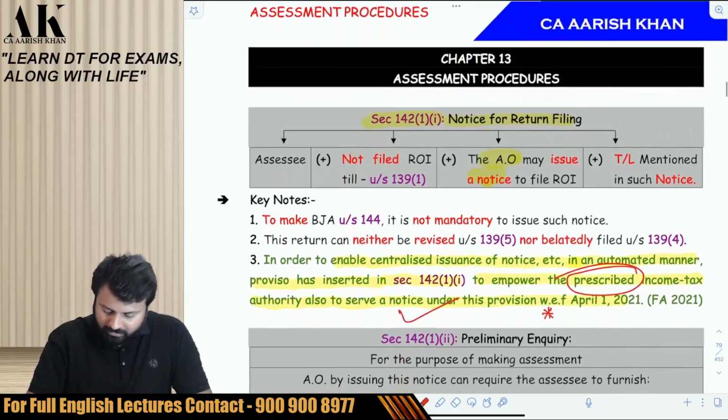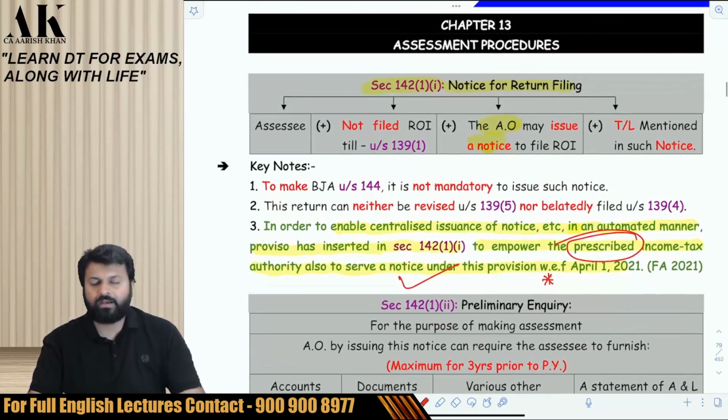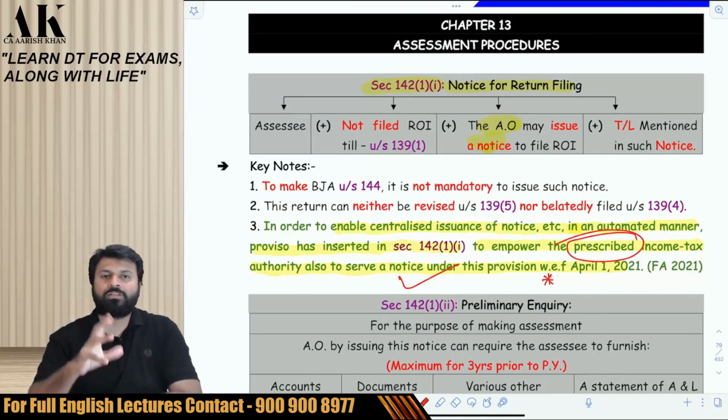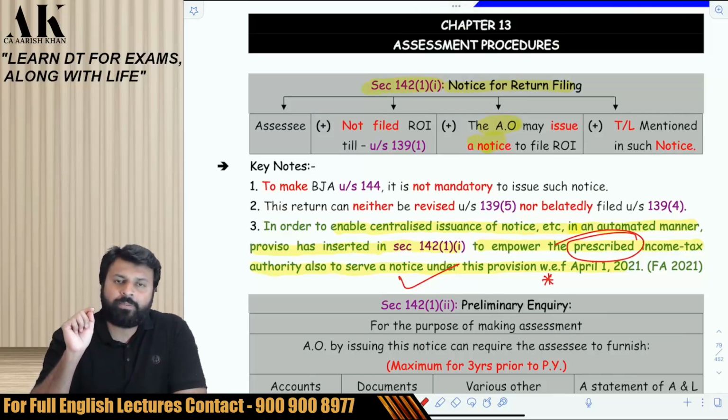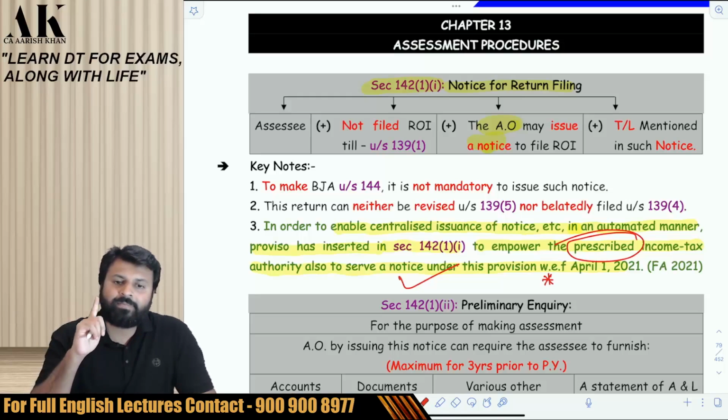Now, coming to the next topic, pay attention, please, all of you. This topic is assessment procedure. The first thing here is section 142(1), clause (i). What is this particular section? This is a section where the department will send you a notice. Who will send me a notice? A notice will be sent by the assessing officer, or it can also be sent by a certain prescribed income tax authority.